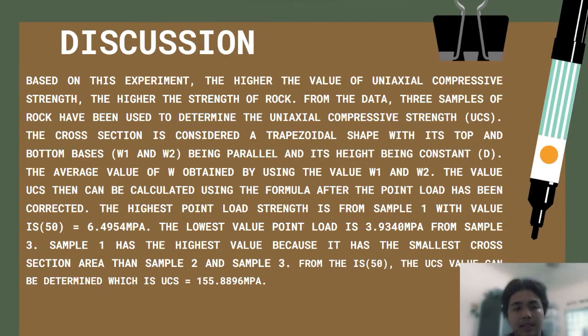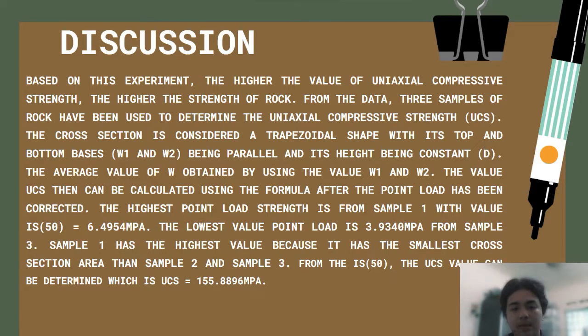For discussion, based on this experiment, the higher the value of unconfined compressive strength, the higher the strength of the rock. From the data, 3 samples of rock have been used to determine the unconfined compressive strength. The cross-section is considered a trapezoidal shape, with its top and bottom bases W1 and W2 being parallel and its height being constant. The average value of W is obtained by using the values W1 and W2.